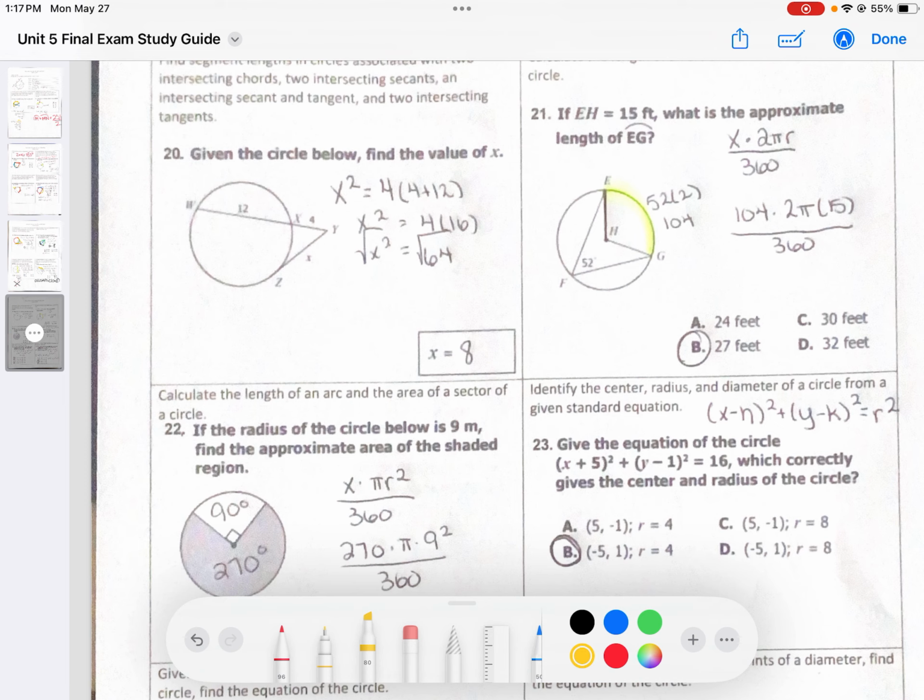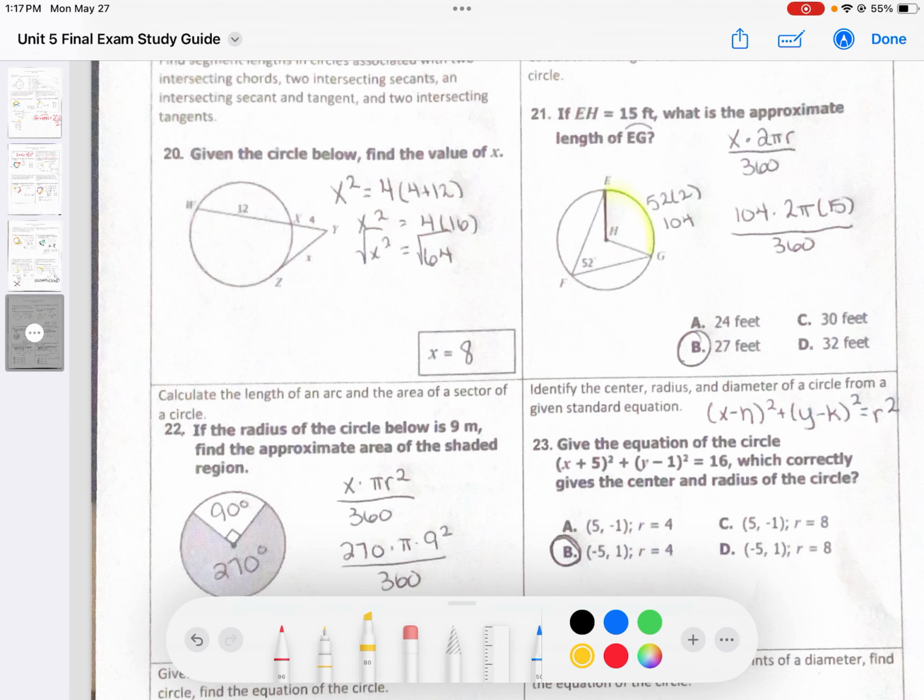Number 20 is a secant and a tangent here, and the formula is the tangent squared equals the secant times its whole length. So x squared equals 4 times (4 plus 12). Once again, you can go ahead and add in the parentheses first. 4 plus 12 is 16. 16 times 4 is 64. Or you could distribute that 4. 4 times 4 is 16.